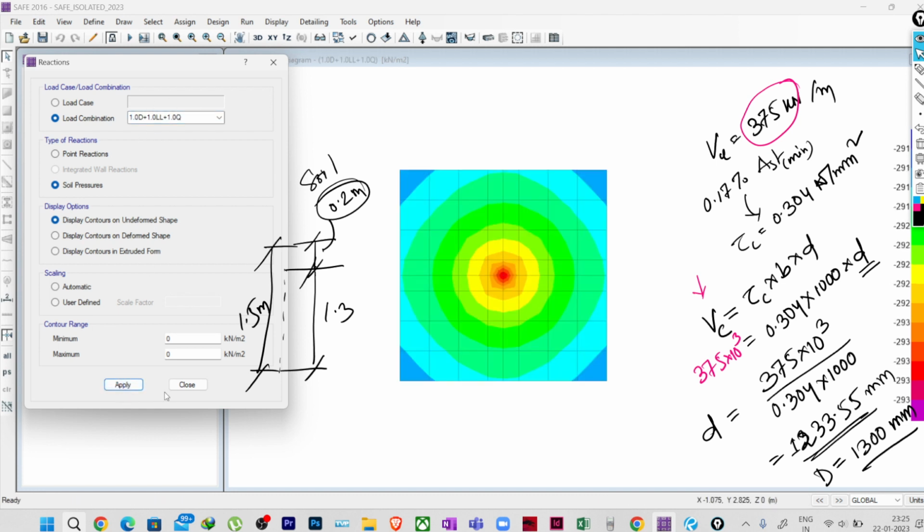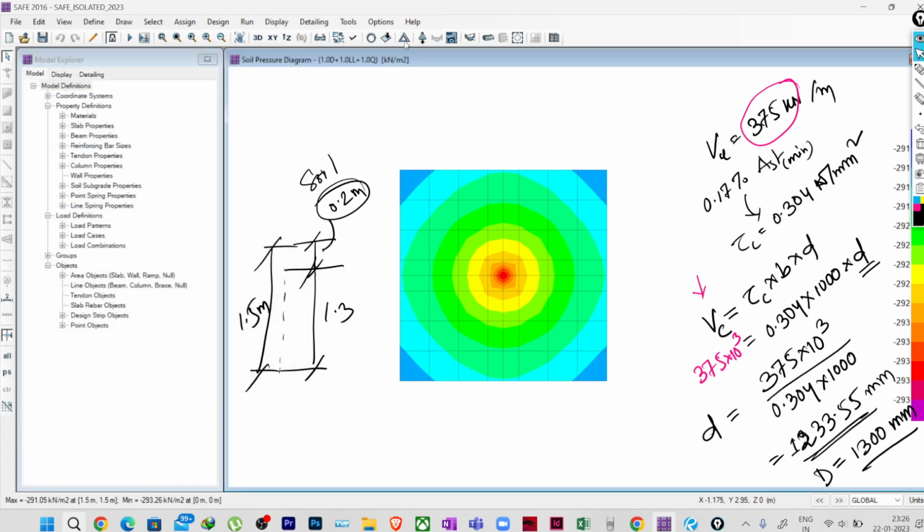So I'll apply. You can see here also the pressure that we are getting, negative pressure of 291.05 kilonewton per meter square, which is less than my allowable gross SBC of 327 kilonewton per meter square, right? So in that case it is okay under pressure.